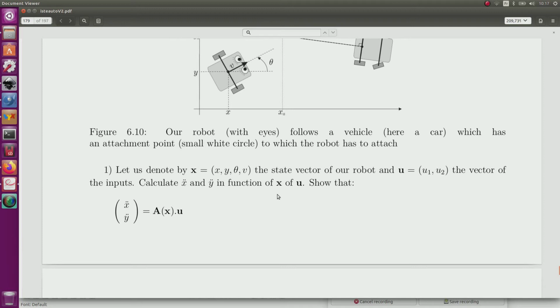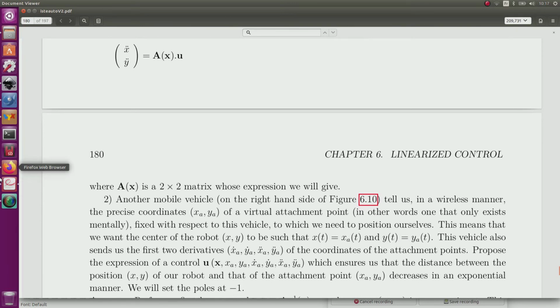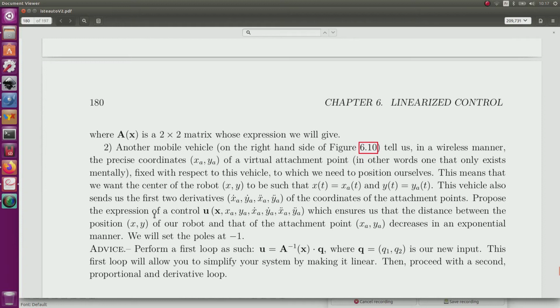So we consider the state x, y, theta, and v of our robot, and we have to show that the second derivative of the position x and y of the robot can be described by a matrix which depends on x times u, the input of the system. Then, in the second part, we'll try to find the controller to follow the previous car.